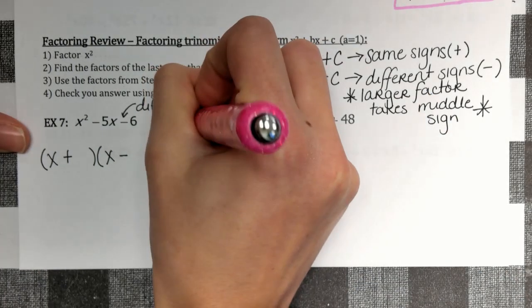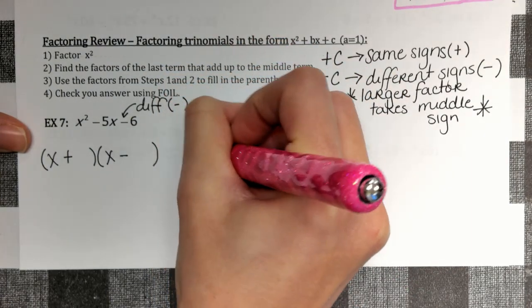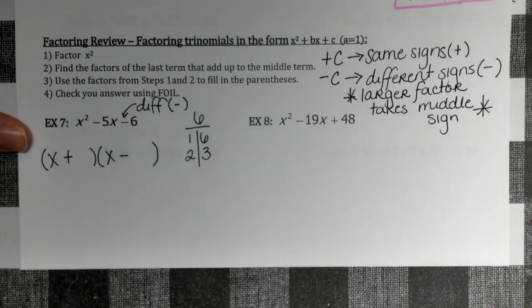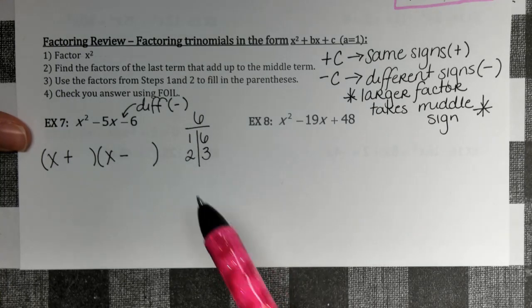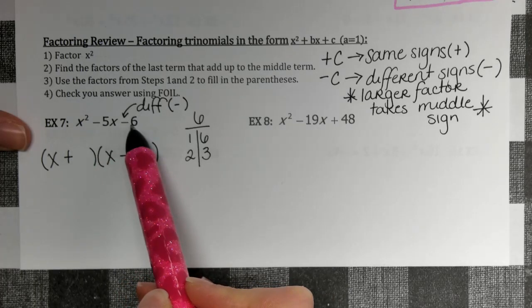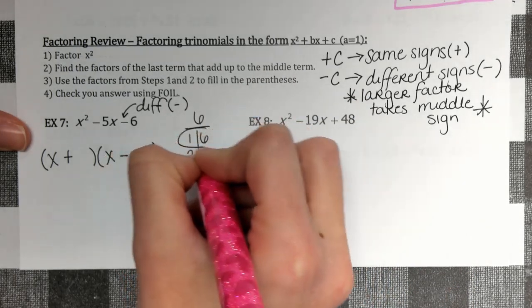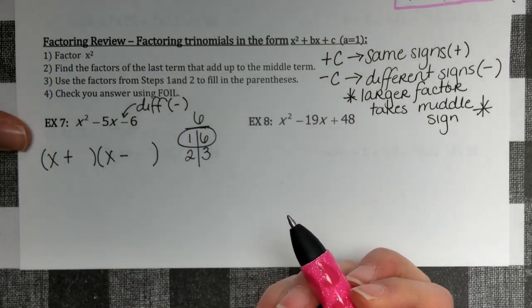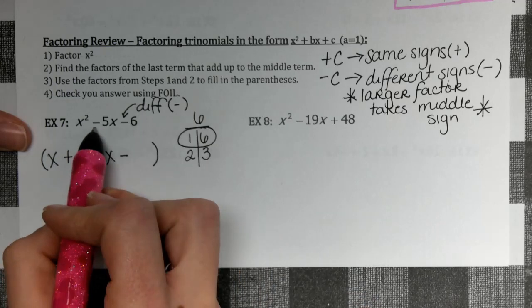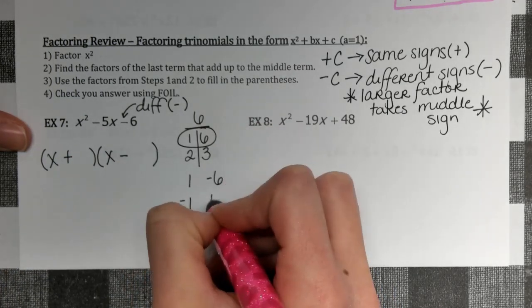Okay, so factors of 6 are 1 and 6, 2 and 3. If you're not paying attention to them being different, you might choose 2 and 3, because 2 and 3 would give you 5, but this is telling me they have to be different. So then 1 and 6 would be the ones to subtract to give me 5. Okay, but I want a negative 5. So it's either going to be 1 and negative 6 or negative 1 and 6.